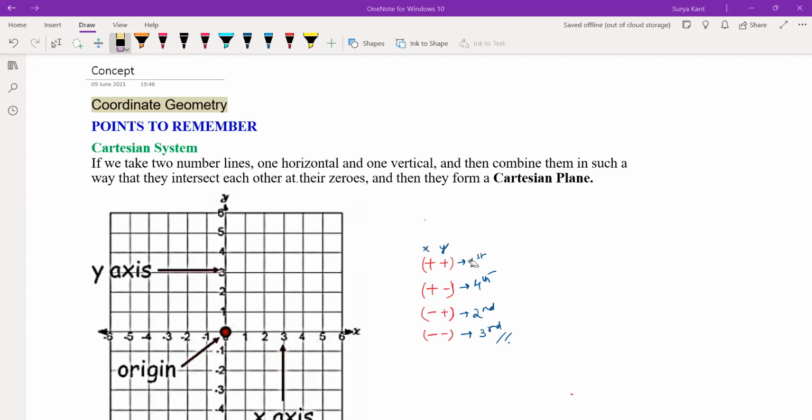So which chapter do you want me to start? Shall we start with coordinate geometry or some other chapter? Sir, I already finished revising coordinate geometry. What, Aman? We can't hear you properly. Speak louder.